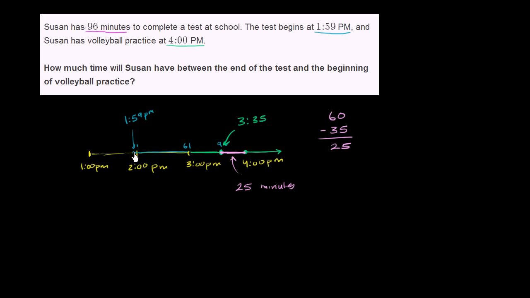Just as a review, 1 minute between 1:59 and 2, then another 60. That gets us to 61 total minutes. Then another 35 minutes gets us to 96 minutes having passed. And that also gets us to 3:35, which means we have 25 minutes until 4.